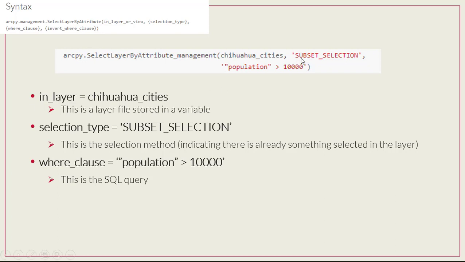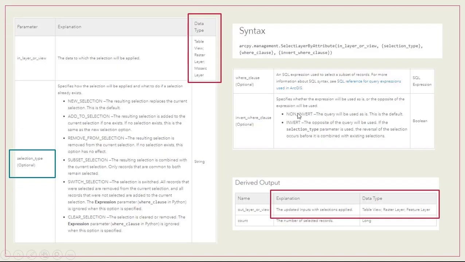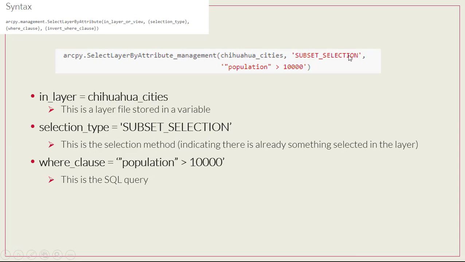And how did they know to write it as subset selection? Well, the person who did this snippet of code would have been looking at the help documentation to know that this particular parameter of selection type has to be a string in the tool, and these are the options. These uppercase options words are the options to put into the tool. So they've put in subset selection, and then the last thing here is your selection query, your where clause. And for this where clause, they've chosen to do a population field where the number is greater than 10,000.